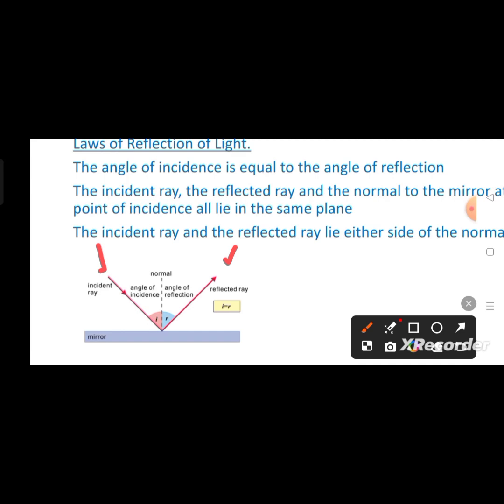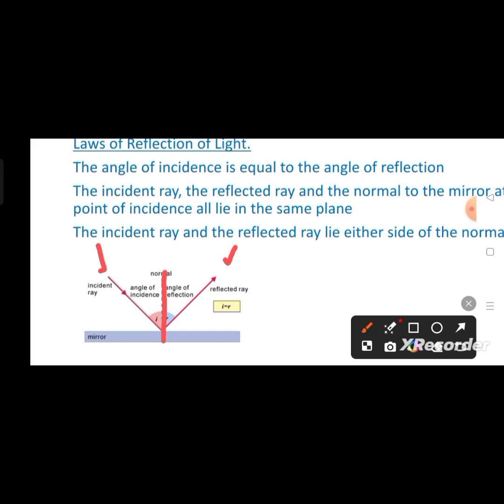Okay, so the ray which is falling towards the surface is called the incident ray, which is moving away from the surface, that is called reflected ray. Now we can consider the line passing through the center, the 90-degree line which is drawn to the surface, to the mirror, that is called normal.